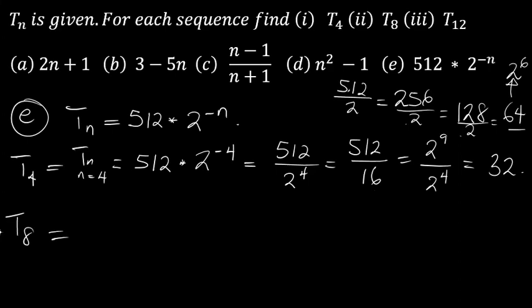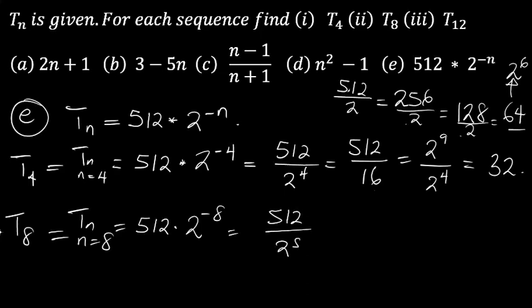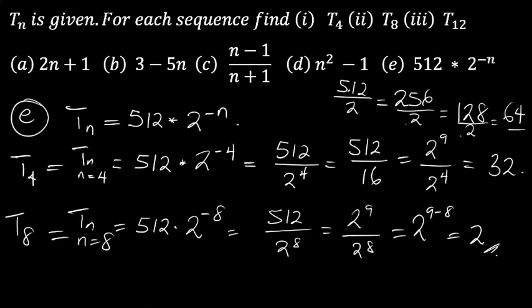The eighth term will now be the nth term when n is equal to 8, which will be 512 times 2 to the power minus 8, which will now be 512 divided by 2 to the power 8, and 512 is 2 to the power 9 divided by 2 to the power 8. So this will now give us 2 to the power 9 minus 8, which is equal to 2. So this is 2. So that will be the final answer. So now the answer for that is 2.